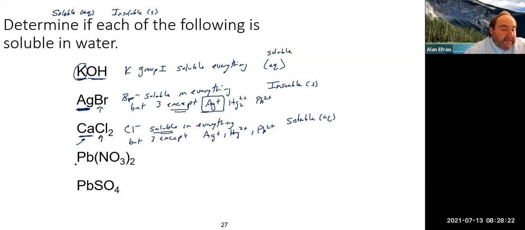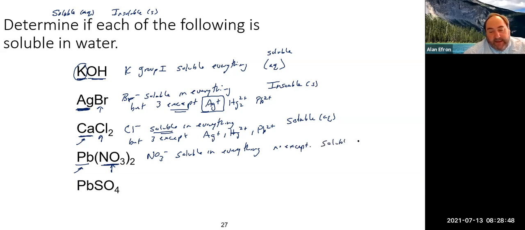Coming here, looking at lead, we may not be able to find lead on the left, but we can find nitrate. Nitrate is pretty much soluble in everything, and there are no exceptions. So as soon as we see the nitrate, we are good to go with this being soluble, and it should get the aqueous symbol. And lastly here, lead 2 sulfate.